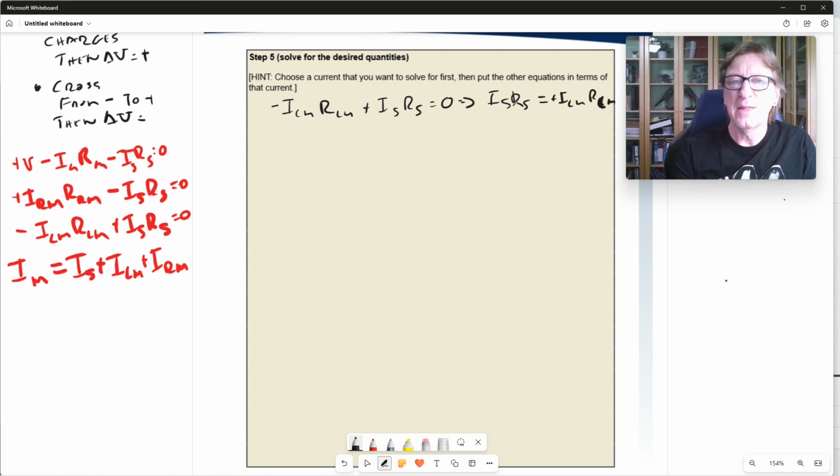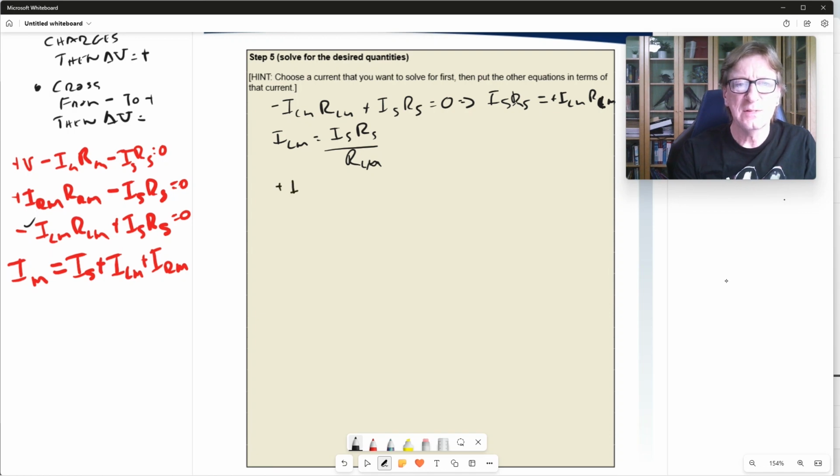So I want to divide by that. And so I get that the left motor current is equal to the current through the sensor times the resistance of the sensor, divided by the resistance of the left motor. Like that. And then I can do the same thing for the right motor. So I've used this equation. That one's done. Now let's go up and do the same thing for the other equation.